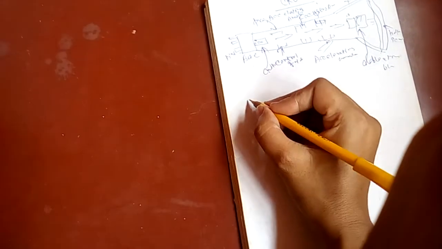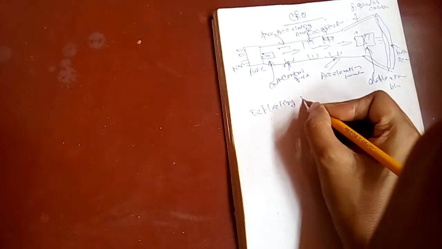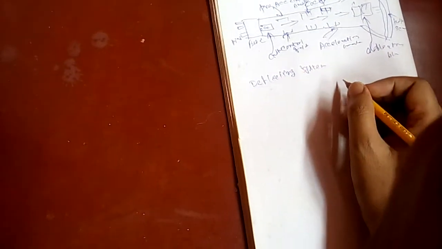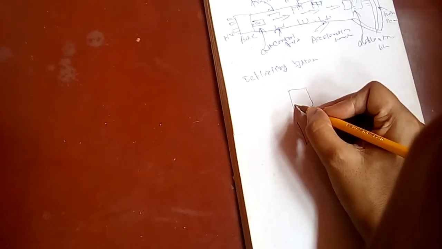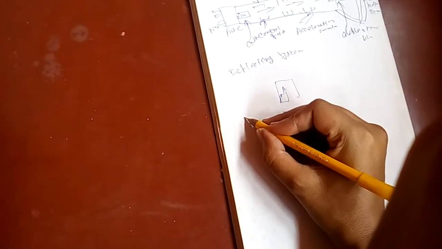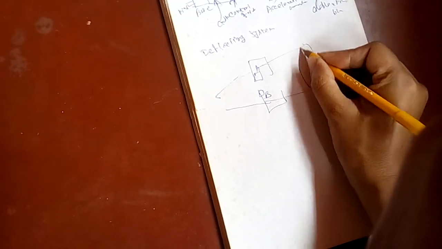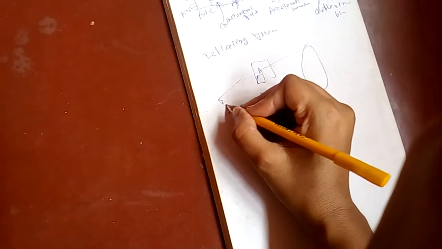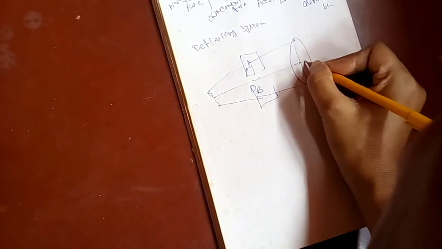The second part is the deflecting plate. What is the deflecting system? It is a pair of plates. Suppose we take plates A and B here, and the electron beam goes toward the screen. If there is no deflection, the beam goes straight to the screen at point O.